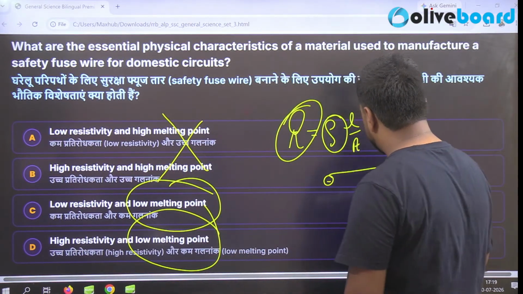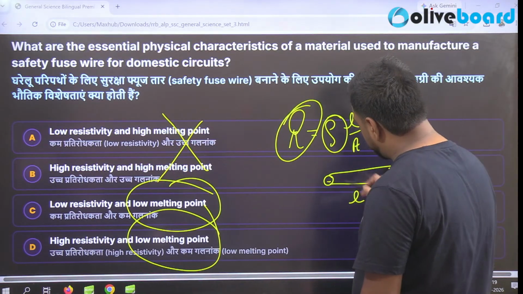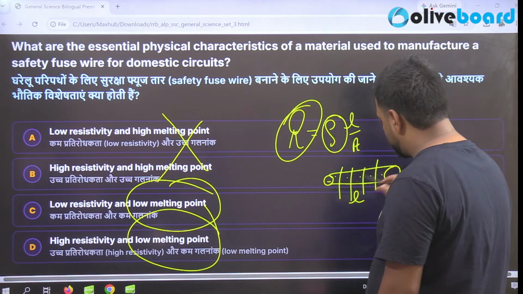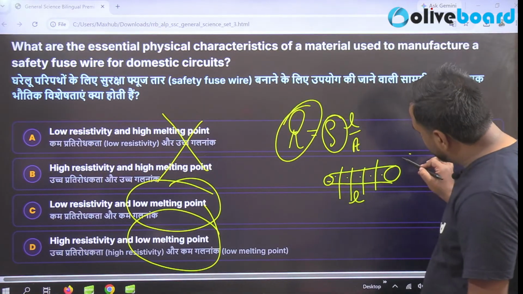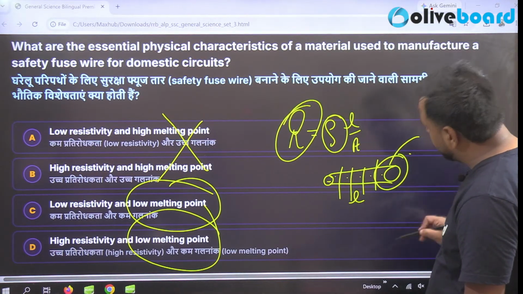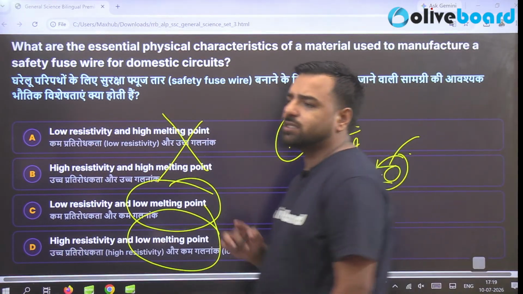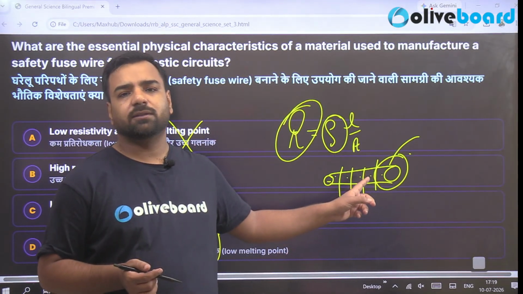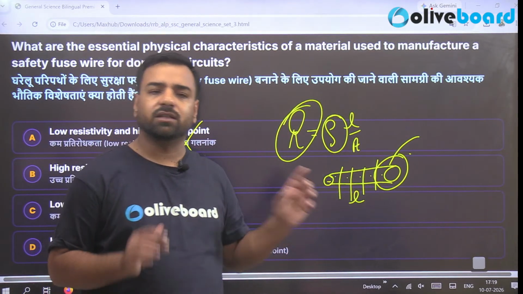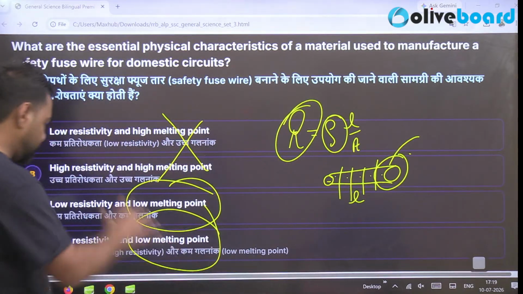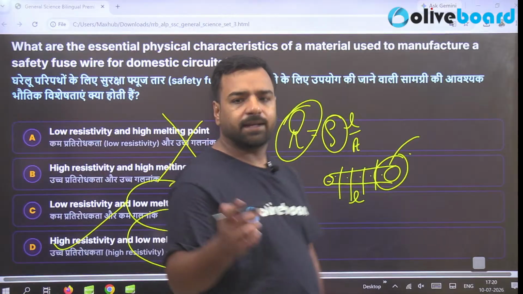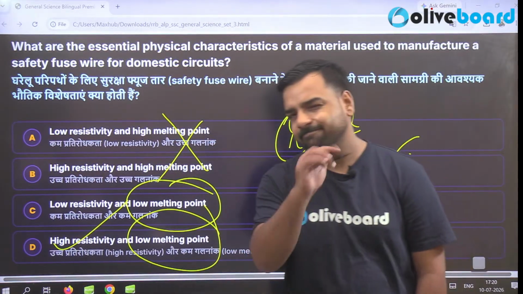And this was the question which was asked previously. Let's say there's a wire of length L, and I divided this wire into 5 equal parts, 1, 2, 3, 4, 5. What will be the resistance of the single part? There will be no change in the resistivity, because resistivity doesn't depend upon the length. Yes, resistance depends upon the length. So in short, for this question, high resistivity and low melting point will be the correct answer. And yes, all the candidates who are going with option number D, they all are correct.